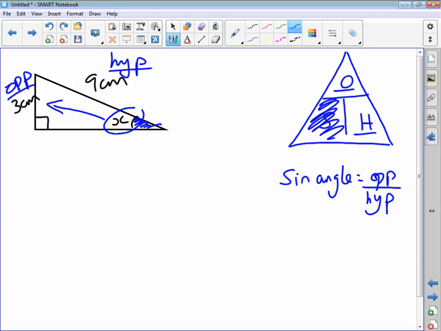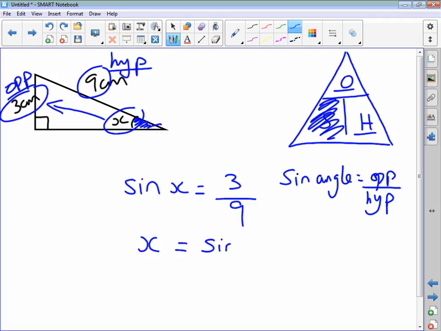So we're going to fill out the missing information. We've got sine of x, that's the angle, is equal to the opposite side, which is 3, divided by the hypotenuse, which is 9. Now this is the funny bit with finding a missing angle: to get x by itself, you need to do the inverse of sine to bring it over this side. So inverse sine of 3 divided by 9.